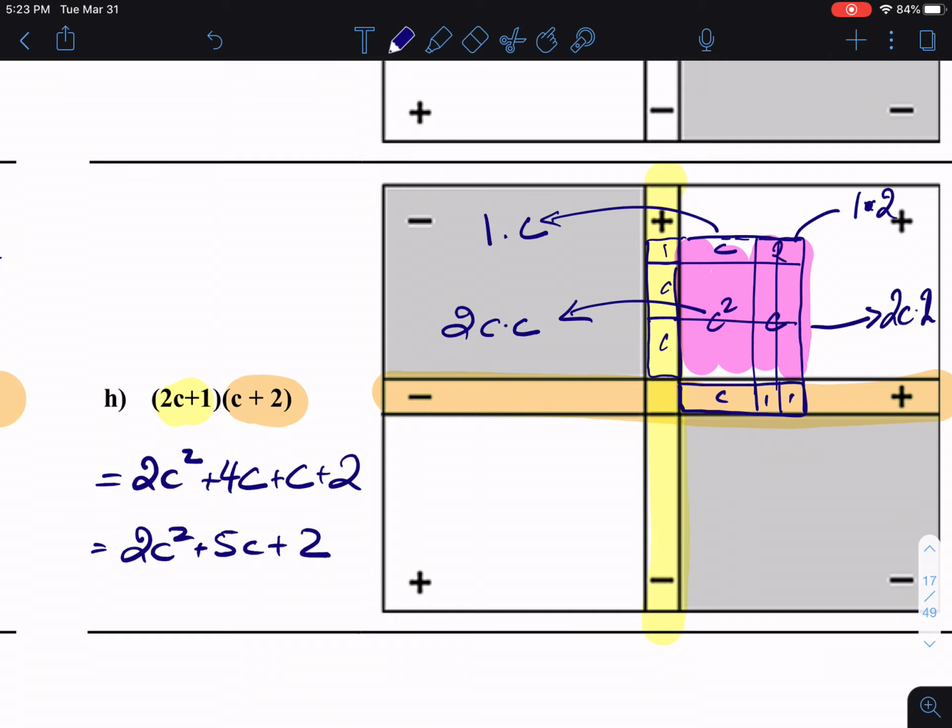FOIL is just a mnemonic. It's not connected to real mathematics. It's just a trick, and it's a leap of faith at best. So what we want to do is make sure that anytime the kids are actually doing the multiplication of polynomials, they are visualizing it and they have a visual model that they can rely on.